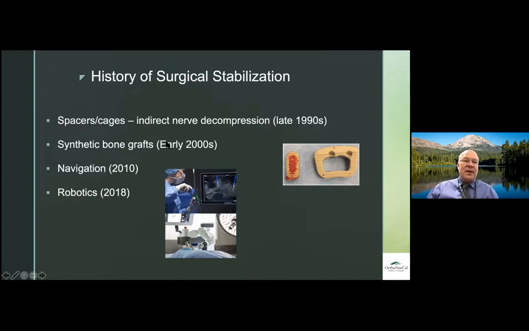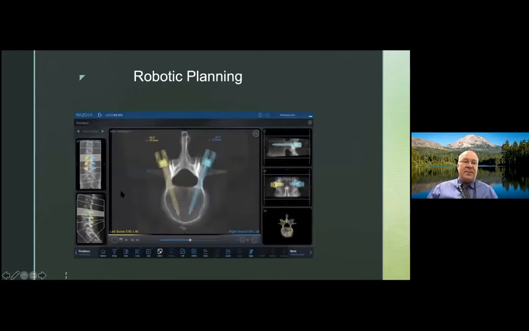Then we developed synthetic bone grafts in the early 2000s, so we didn't have to destroy the pelvis getting bone graft to get healing. Spinal navigation allowed us to see in real time where our instruments were going. And now most recently robotics, and I do almost all of my lumbar cases with a spinal robot that, once we've done the planning correctly, tells us precisely where the screw needs to go. This is an example of robotic planning.